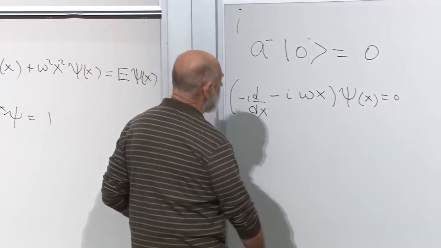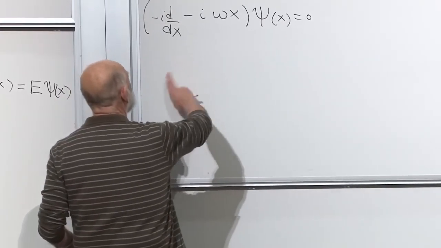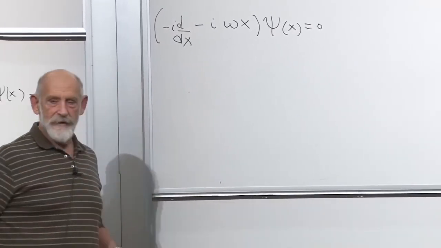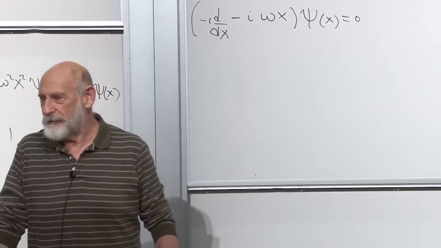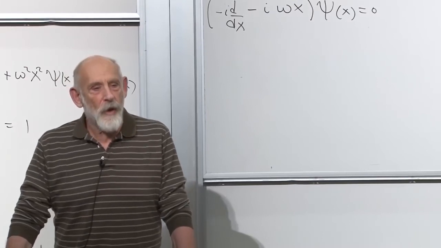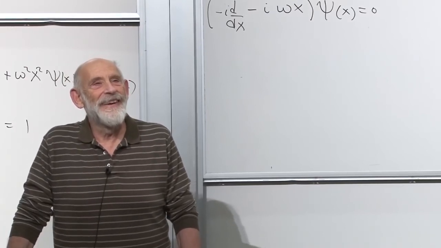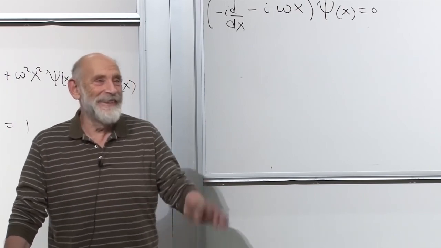The trick for solving an equation of motion like this, anybody know what the trick is? There's only a finite number of tricks in solving differential equations. There's a handful of tricks. What's that? Separation of variables. No, there's only one variable. What are you going to separate? That's it. Right.